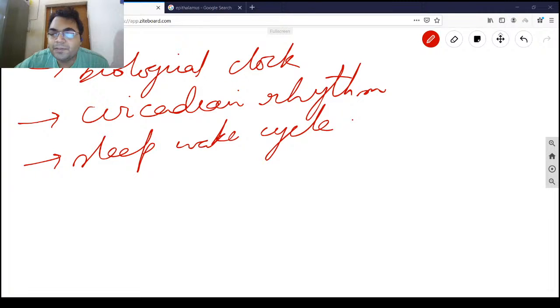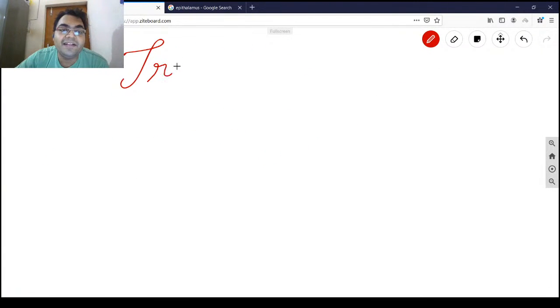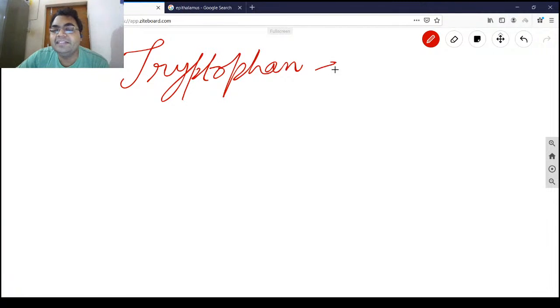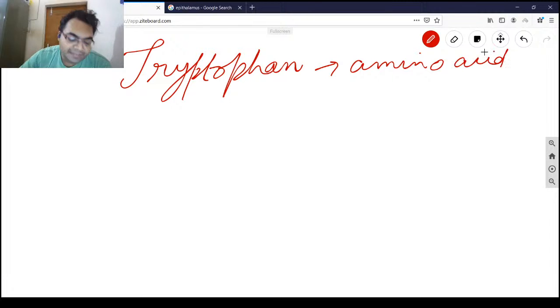So this is the entire way that the body goes for sleep. One more thing I'll tell you about melatonin: how is it produced? It is produced from the amino acid tryptophan. Again, remember this for the NEET examination. Tryptophan is the amino acid that is the precursor for melatonin.